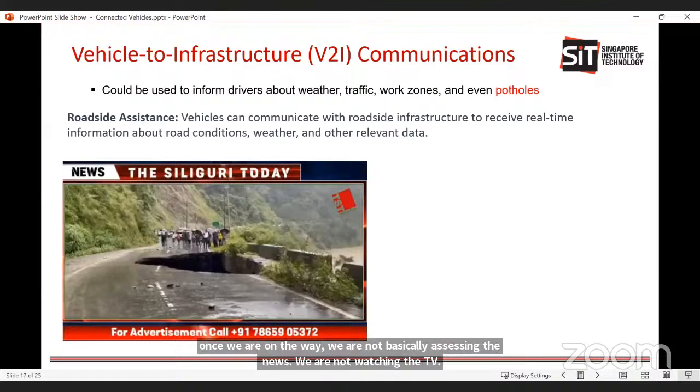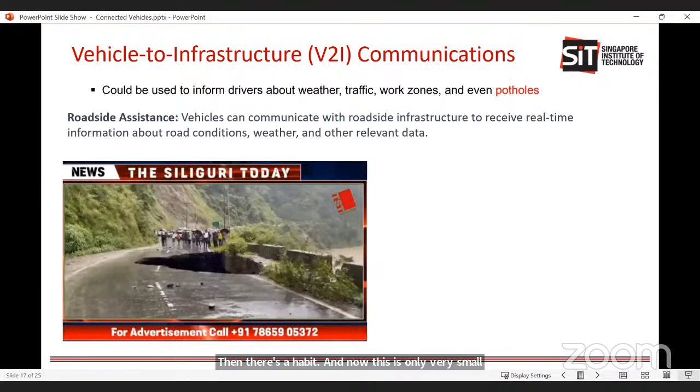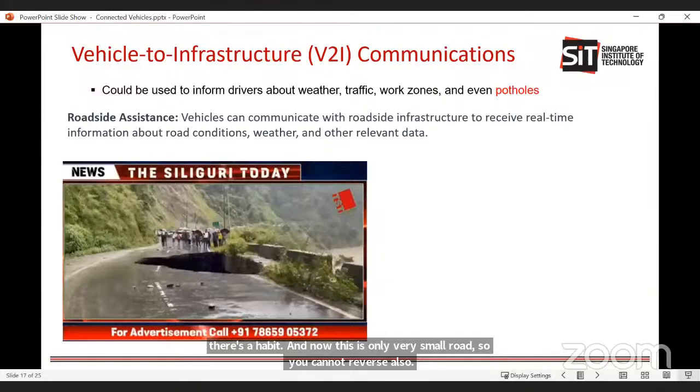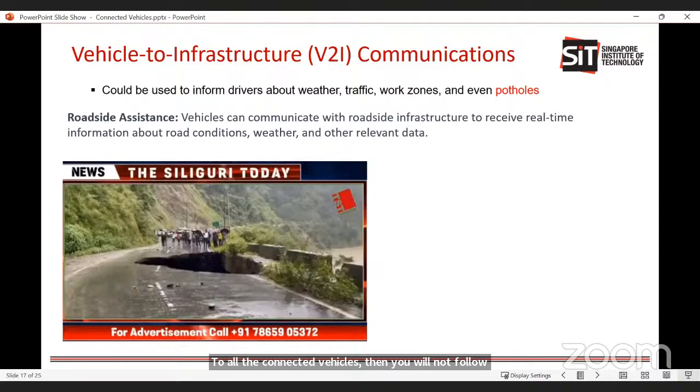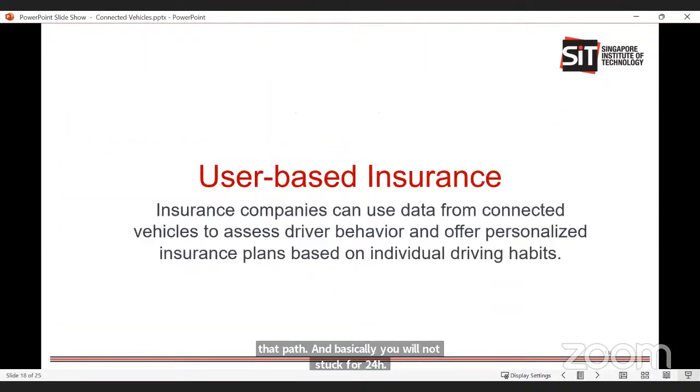Then there is heavy traffic, and this is only a very small road, so you cannot reverse also. So if this information is already available, that one vehicle which reached there before can pass the information through telematics to all the connected vehicles, then you will not follow that path, and you will not be stuck for 24 hours. Sometimes it happens.